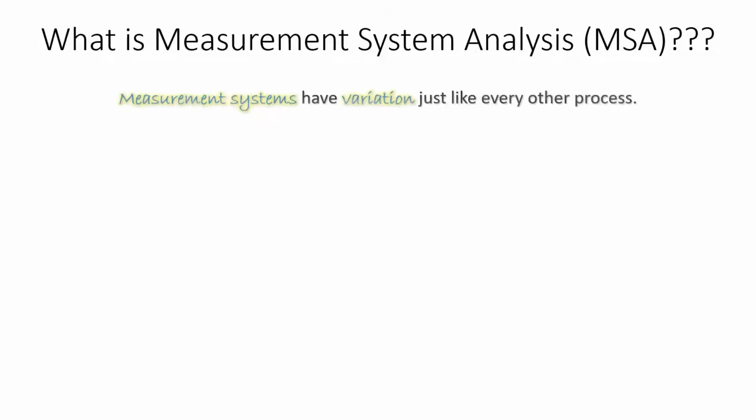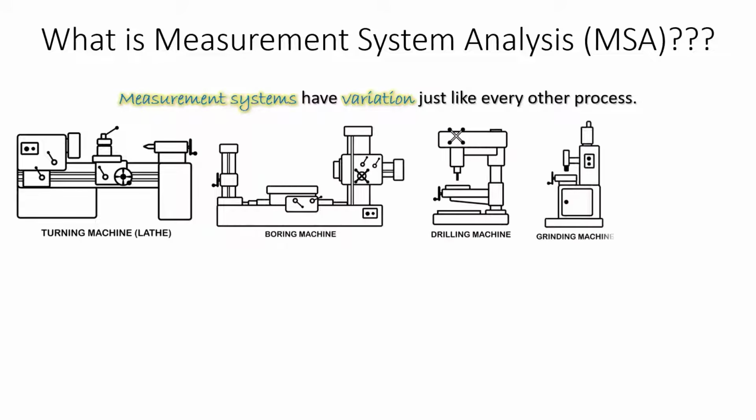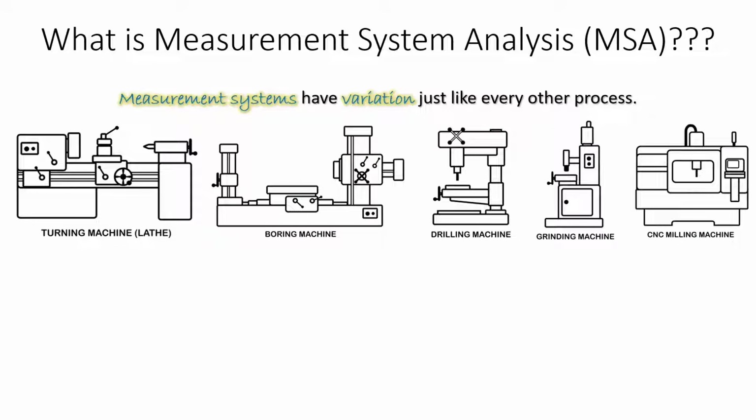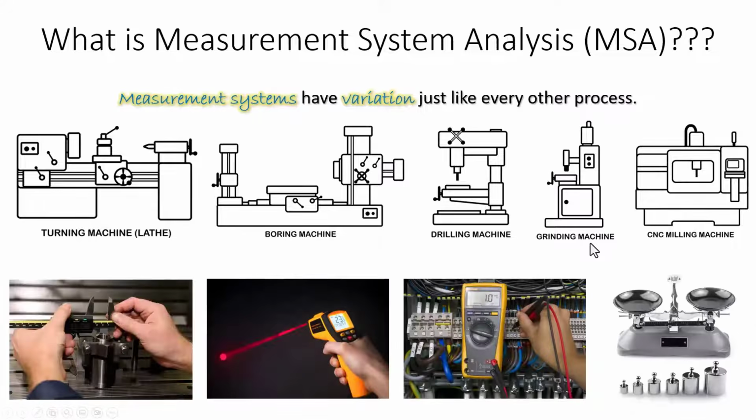Again, I always love to start with a refresher. Remember, your measurement systems have variation just like every other process. And when you're a Black Belt, it's not enough to focus on the turning machine, the drilling machine, the molding machines, welding machines, whatever. You also have to think about and consider how your measurement systems are introducing variation into your data set, into your measurements.